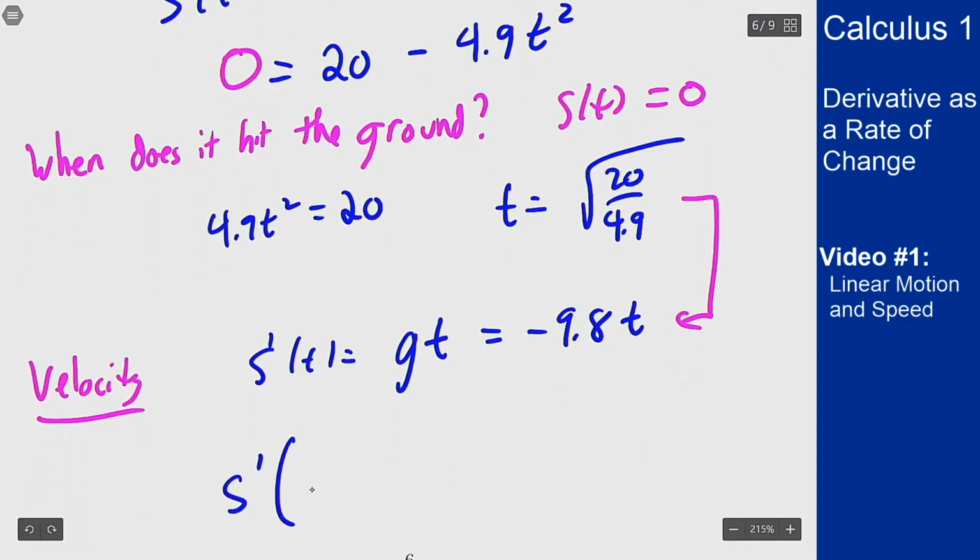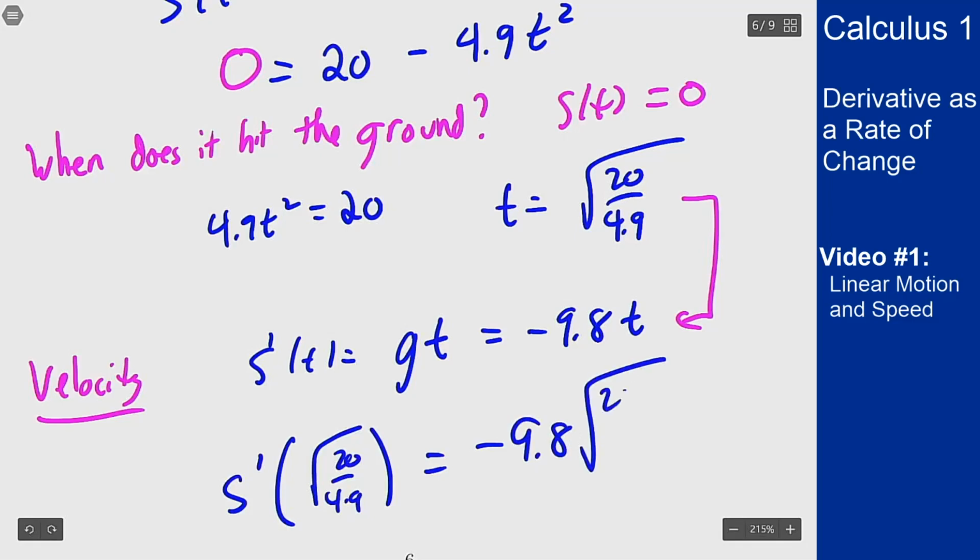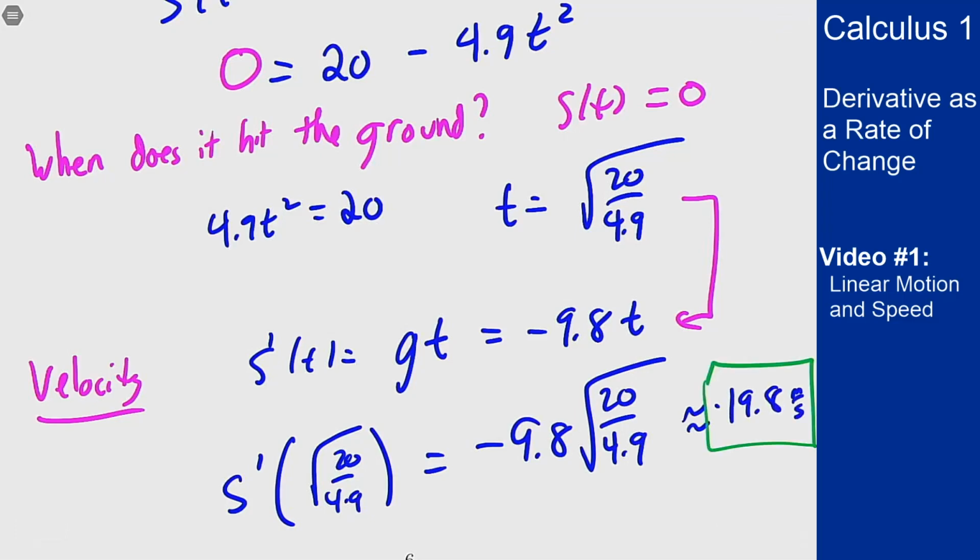s prime at the square root of 20 over 4.9 is negative 9.8 times the square root of 20 over 4.9. That's about 19.8 meters per second downward. That's the idea of linear motion, how it applies to using derivatives, and how you can talk about falling objects using the same setup as well.